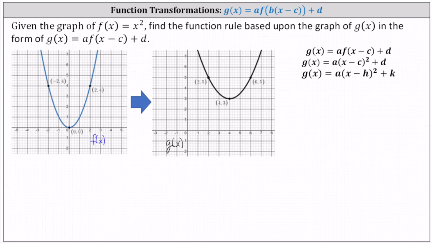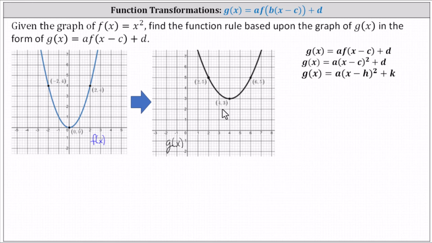Sometimes you will also see this form where c is replaced with h and d is replaced with k, and the form is sometimes called the vertex form for a quadratic function. To determine the function rule for the transformation, let's first track the vertex.